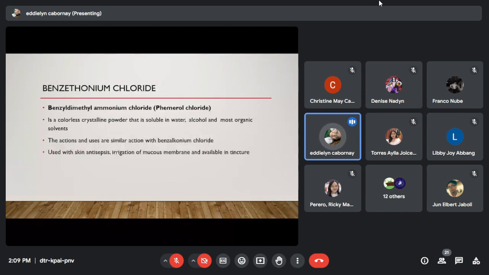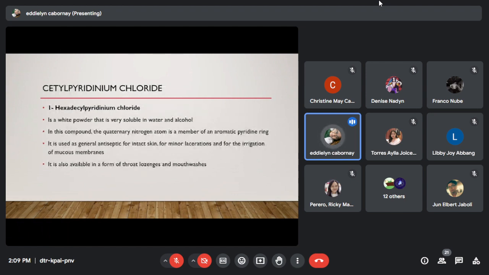Benzethonium chloride, the other term is Phemerol chloride. Its action and uses are similar to benzalkonium chloride. It is used for skin antisepsis and irrigation of mucous membrane, and it is also available as a tincture.